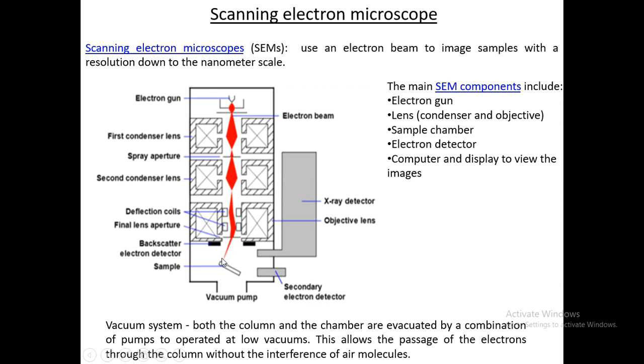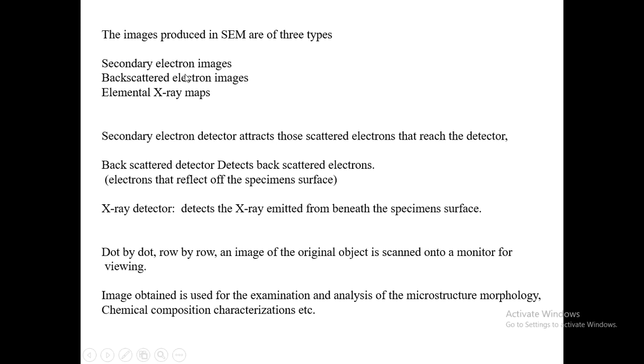Next, when the electron beam hits the surface of the sample, it penetrates the sample to a depth of a few microns, depending on the accelerating voltage and the density of the sample. As a result of the electron-sample interaction, a number of signals are produced. Three types are obtained in the SEM process: secondary electron images, backscattered electron images, and elemental X-ray maps. So how are they obtained?